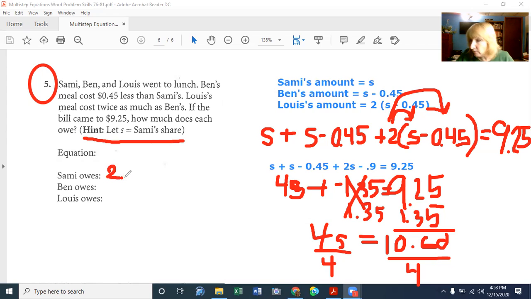So S is going to equal, and we know that S is Sammy, $2. What did I say? 65 cents? Yes, $2.65. Okay, be careful in the next part. What does Ben's equal? Let's go back up to our formula here. Ben is S minus 0.45. So Ben is $2.65 minus 0.45, $2.20.